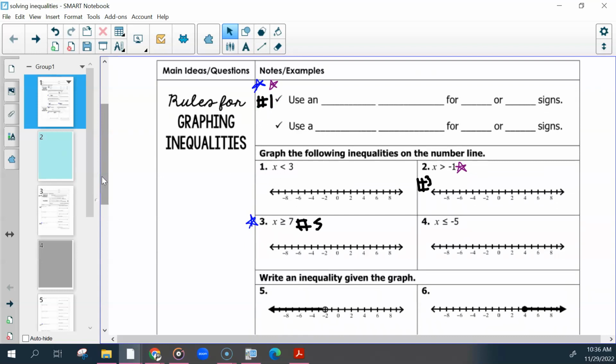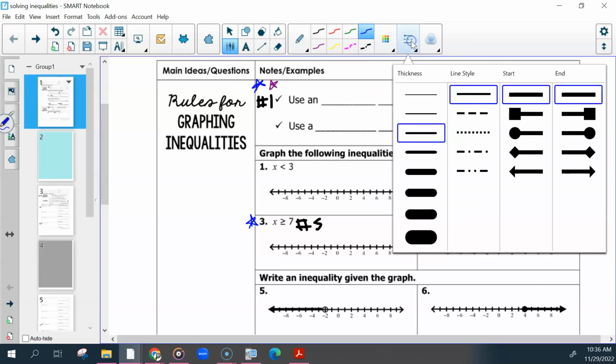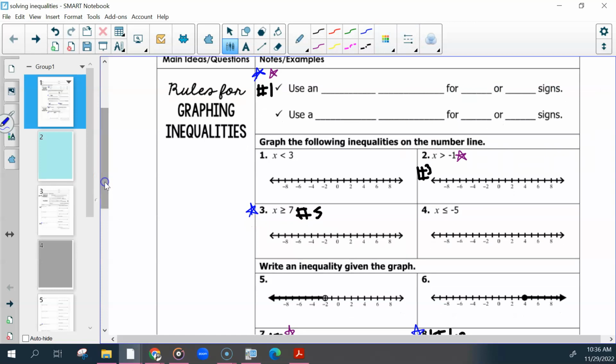And then we're going to start just by talking about some of the rules. You may remember these rules. You may not, and that's okay. When we are graphing inequalities, we have to use an open circle for less than or greater than signs, and a closed circle for less than or equal to or greater than or equal to signs.